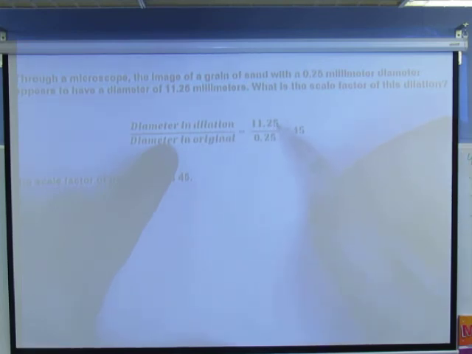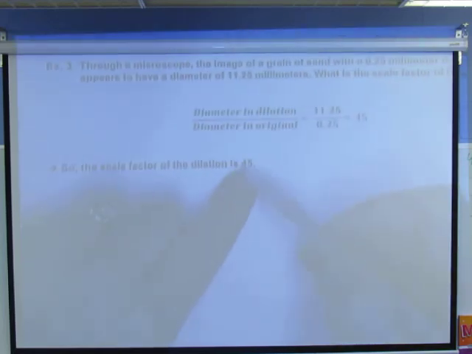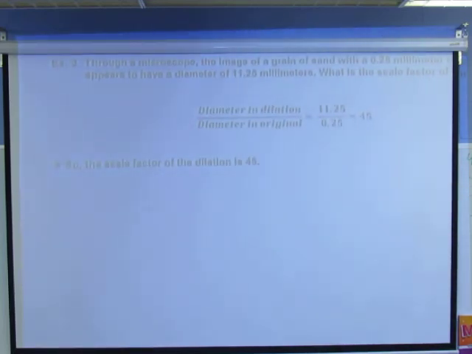So the dilation was 11.25, the original was 0.25, and when we divide that, we get 45. That means that this grain of sand was enlarged 45 times to be able to see that diameter at that size. So the scale factor would have been 45. So if you have both the sizes of the pre-image and the image, you can divide the two. It's always image divided by pre-image to find your scale factor.